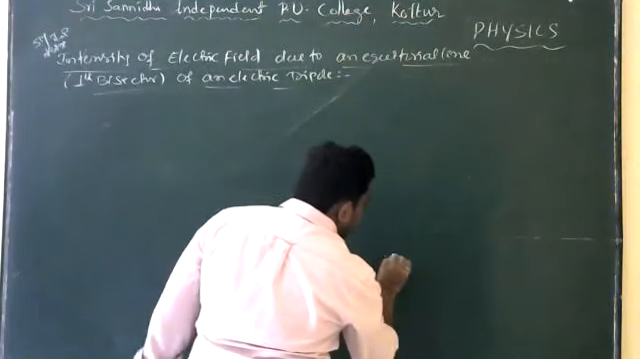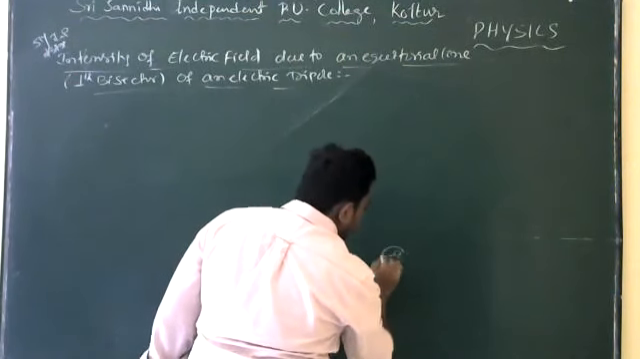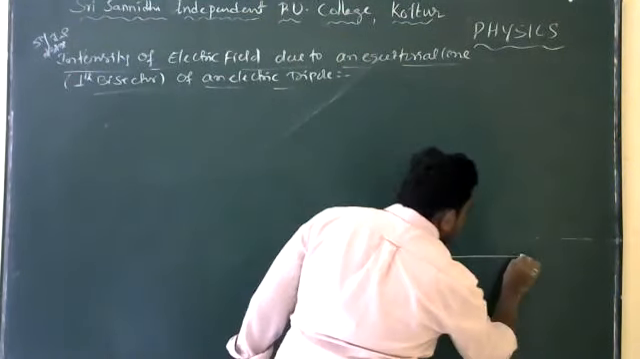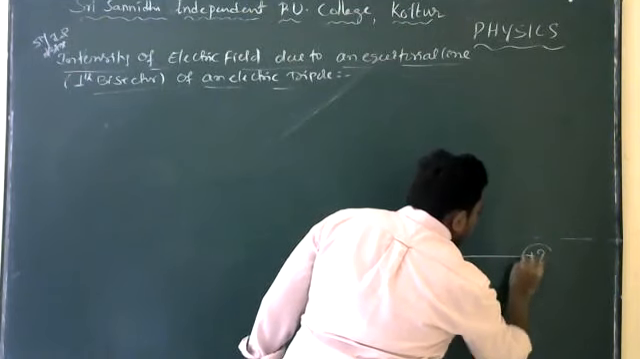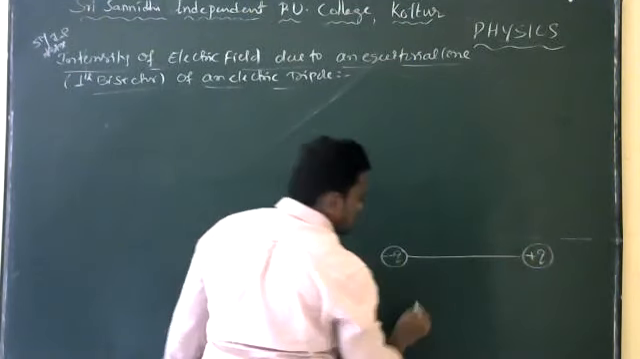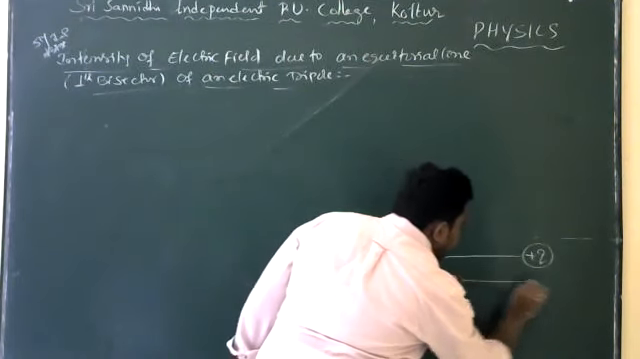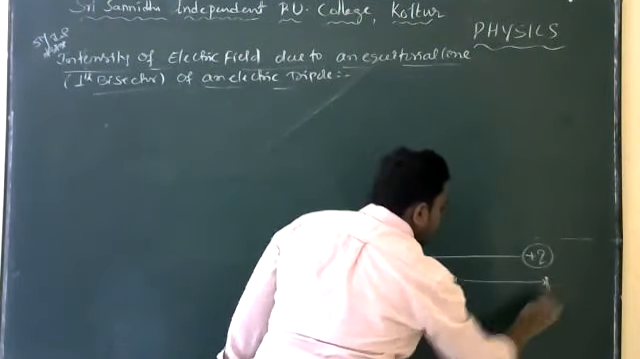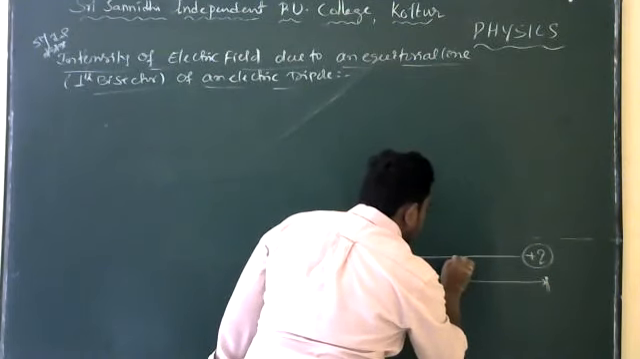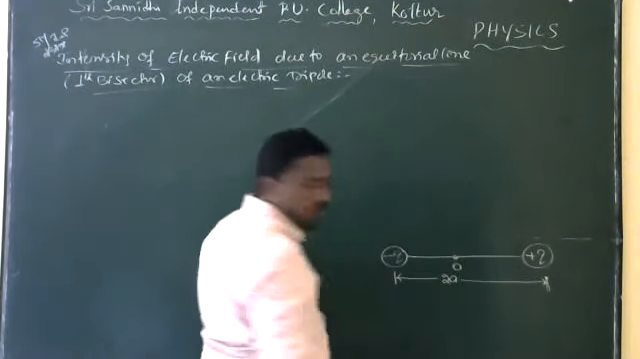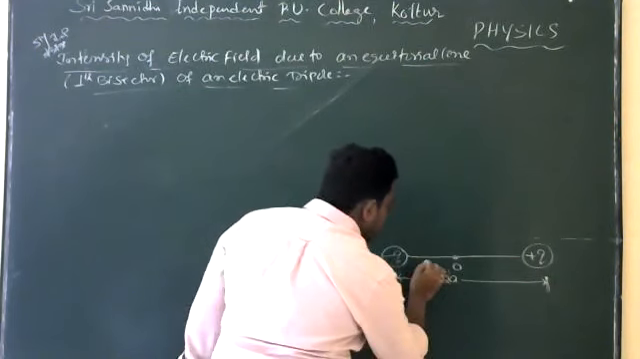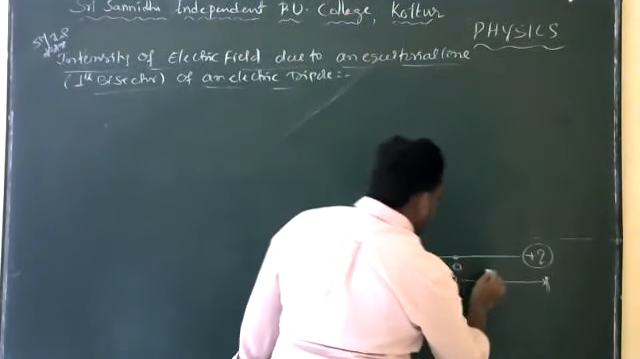So this is minus q. So this is plus q. These two charges are separated by a certain distance, so this is 2a. O is the center of the dipole. The distance from the center of the dipole to minus q is a, and from the center of the dipole to plus q is a.